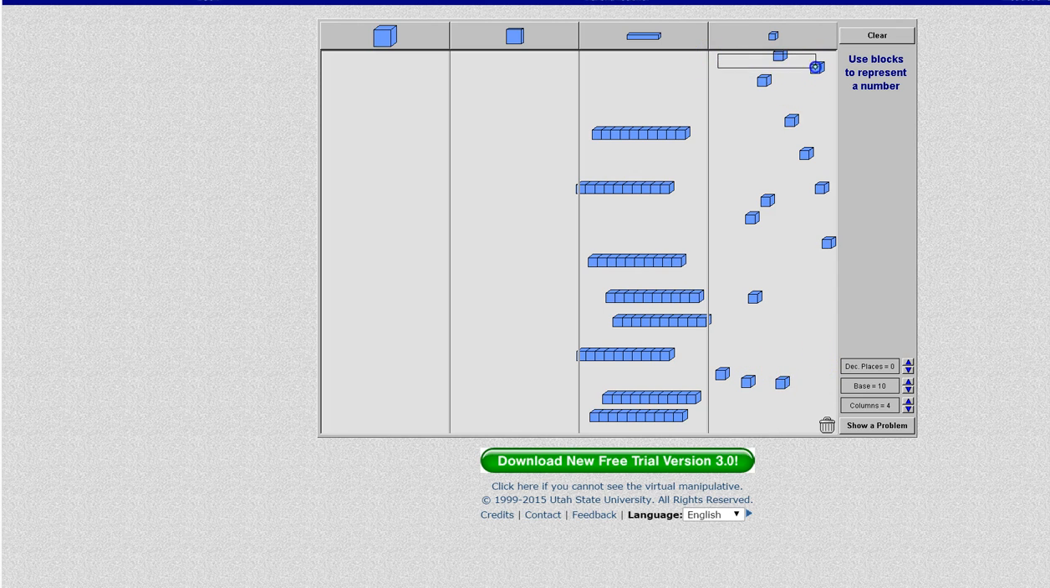So what I'm going to do is I'm going to lasso them together. Oops, I've got to get this guy in there. And the computer is going to transform those 10 units into one rod. Now I can carry it over to its proper place value, and notice it says this is equivalent to 93. And we've used less base blocks because before we had these 10 ones, now we have 1 10. It's equivalent, but it's less blocks.